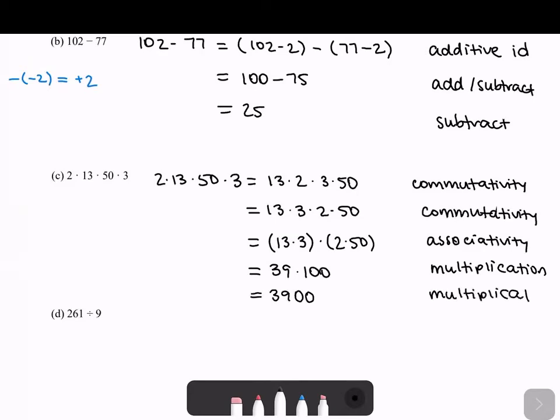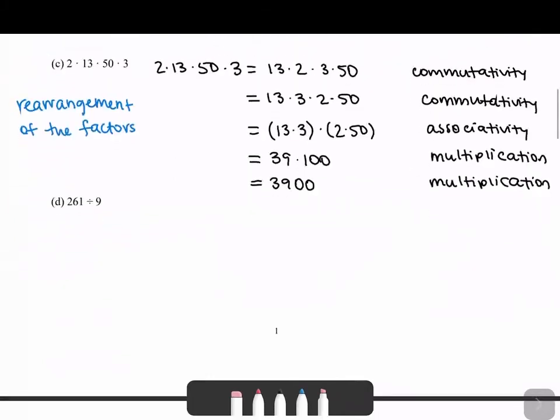So what we did, we used the commutativity property a couple times to rearrange our factors. Then we used associativity to group which things will multiply first. And then we just performed the multiplication there. So this is using the rearranging of the factors strategy. I'll go ahead and write that down. Rearrangement of the factors.